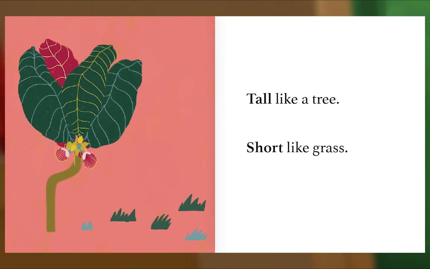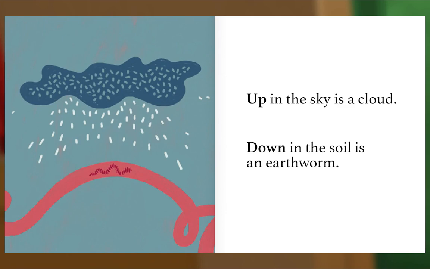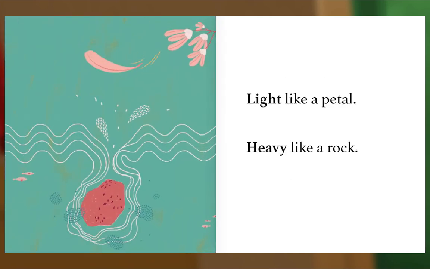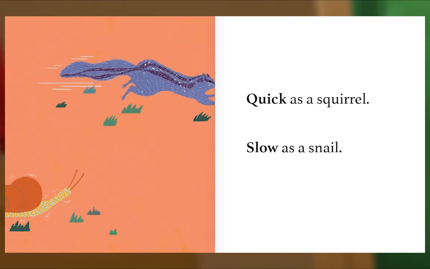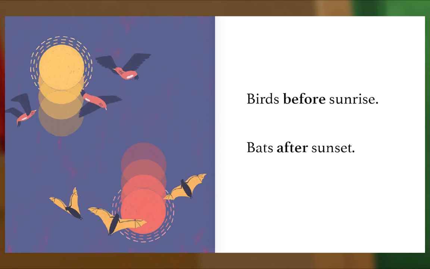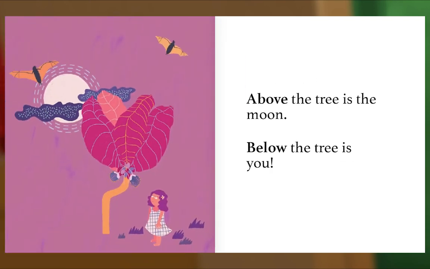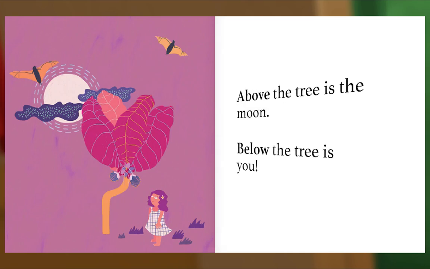Tall, like a tree. Short, like grass. Up in the sky is a cloud. Down in the soil is an earthworm. Light, like a petal. Heavy like a rock. Over the leaf is a caterpillar. Under the leaf is a dragonfly. Quick as a squirrel, slow as a snail. Birds before sunrise, bats after sunset. Above the tree is the moon, below the tree is you. The end.